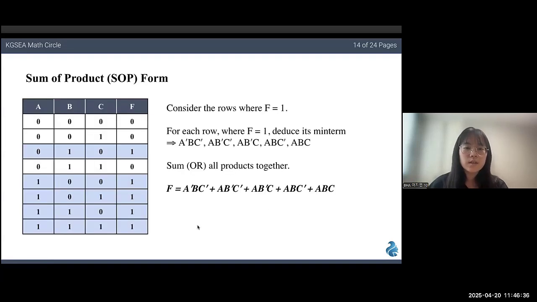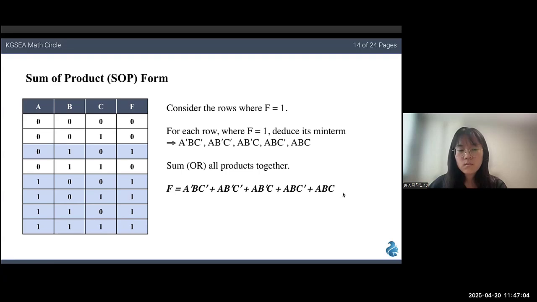So let's look at an example. Let's say we have a truth table like this. To create a sum of product form, we would only consider the rows where F equals 1. For each row where F equals 1, we could deduce its minterm, which is A complement times B times C complement, and these other values for the other rows. And then to create the sum of product form, we sum all the products together, which yields the following equation.